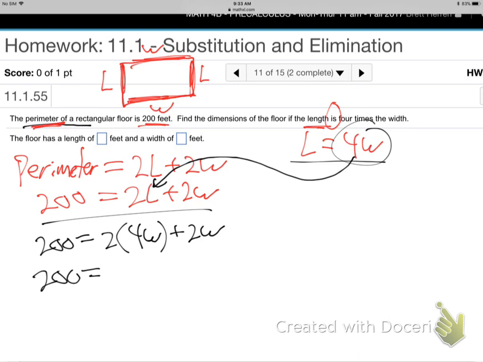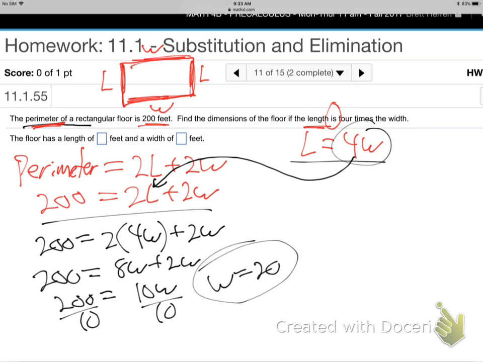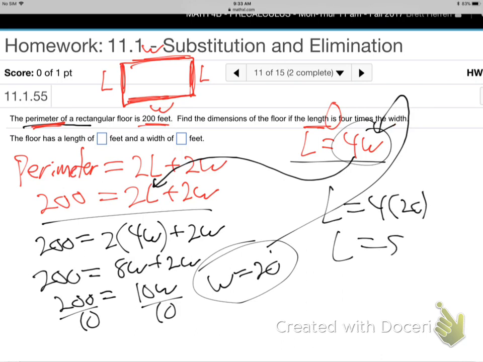So 200, what is that? 8w and 2w. And so that's 10w divided by 10. W is 20. And once you get that, then you plug it in right there. L is 4 times 20. L is 80. The width is 20, the length is 80.